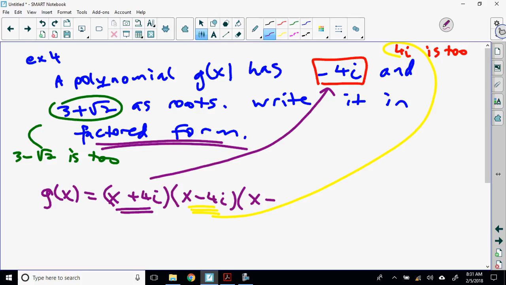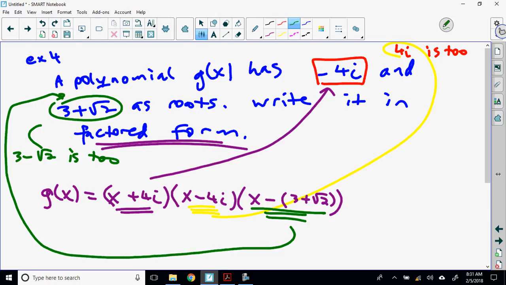x minus the quantity 3 plus rad 2. So in case you missed it, this comes from the fact that 3 plus rad 2 is a root. And then there's one more factor, right? What's the last one? x minus the quantity 3 minus rad 2. Yeah. Now, multiplying that out takes about 15-20 minutes, so we'll do that tomorrow.